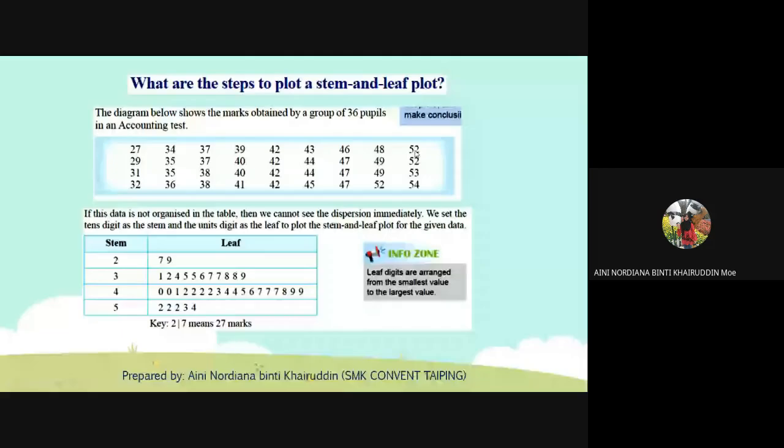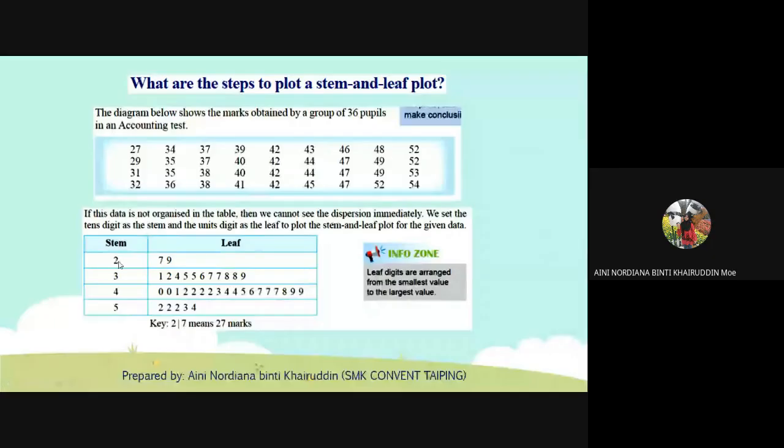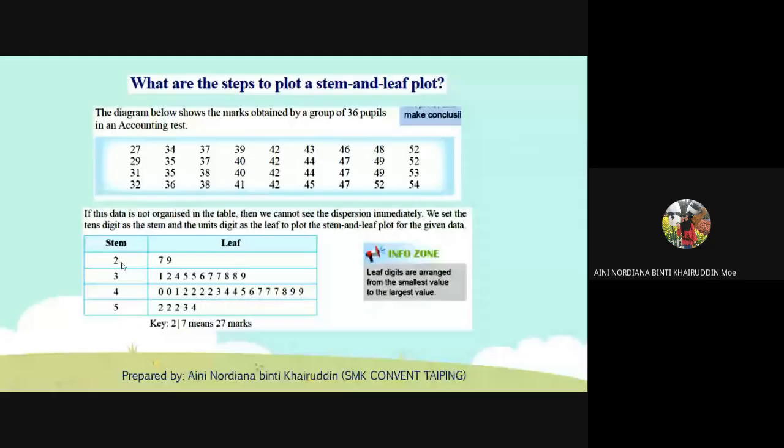Okay. So ini cara untuk buat steam and leaf plot. Okay. Lepas tu kena tulis kat bawah ni. Key dia 2/7 means 27 marks. Ambil data yang pertama yang you buat tu. Kalau nanti latihan you buat kat sini contohnya kat sini 3/2, so buat 3/2 means 32 macam tu. Okay. So this is how you plot a steam and leaf plot. Senang je.